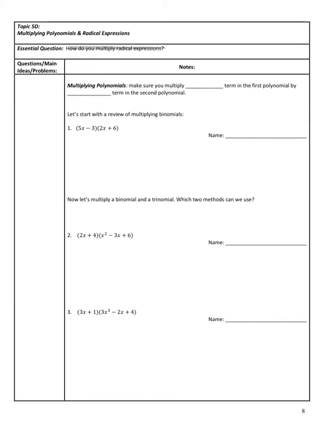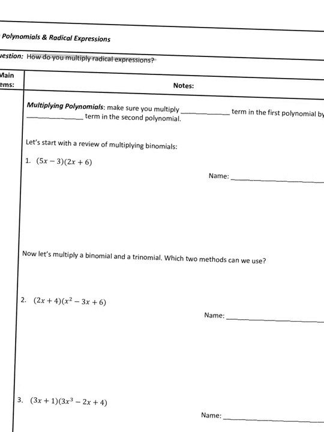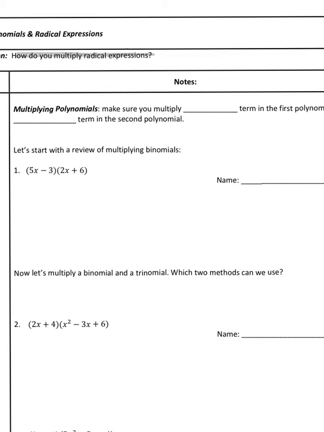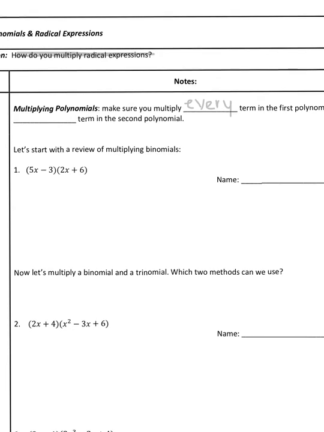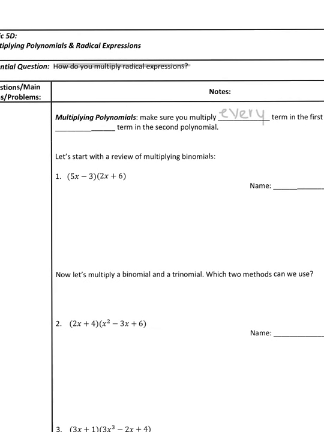All right, so let's take a look here. So it says multiplying polynomials, make sure you multiply, and what we want to know in here is that you need to multiply every term in the first polynomial by every term in the second polynomial, right? We got to do every term. That's what's key and important.